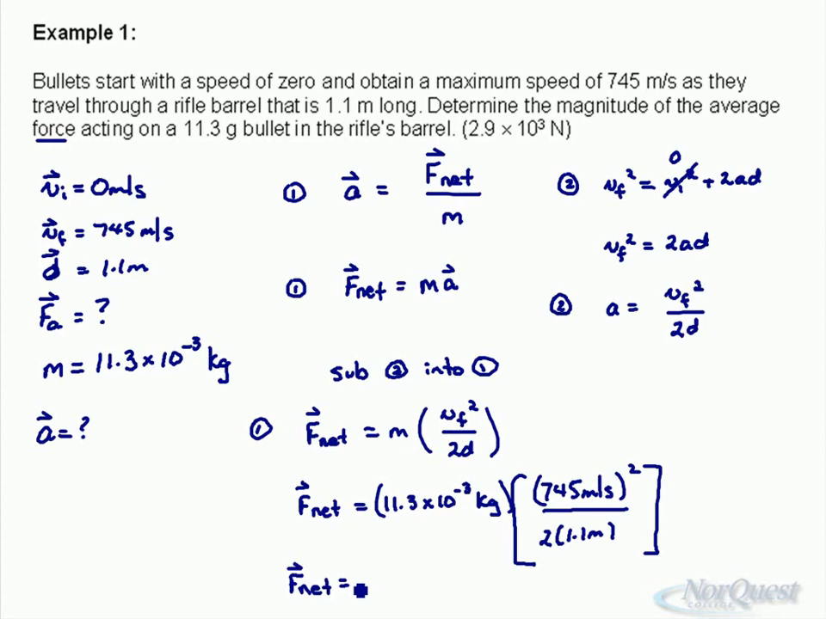You should get a final answer of 2,850.8. And if we go back to the number of sig digs in this question, you'll see that the barrel length is to 2 sig digs. So we should be writing this as 2.9 times 10 to the 3 newtons as our final answer.